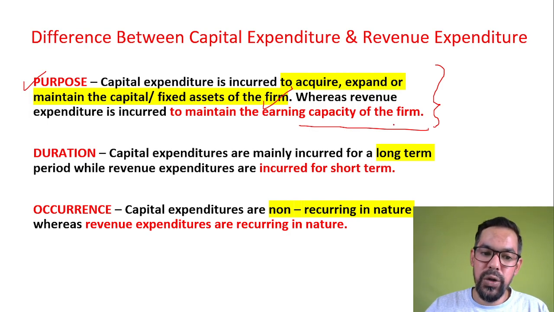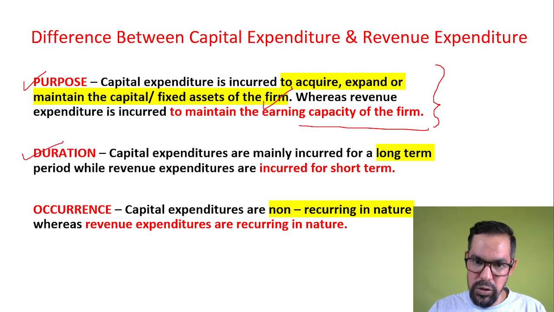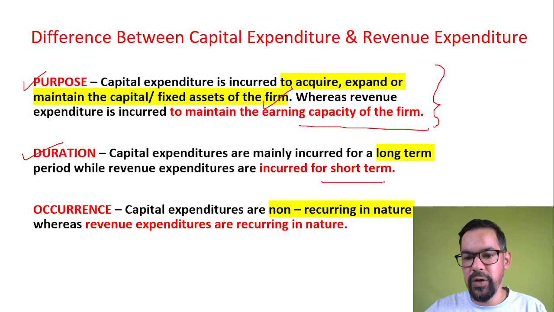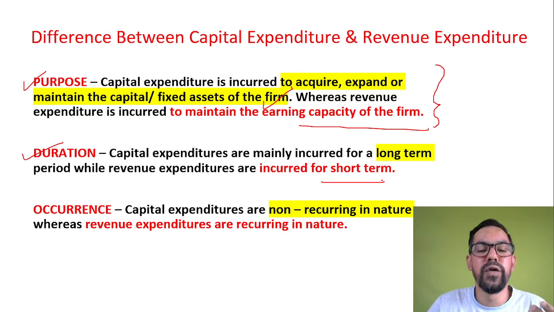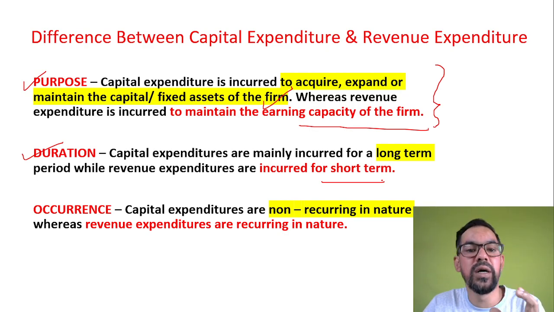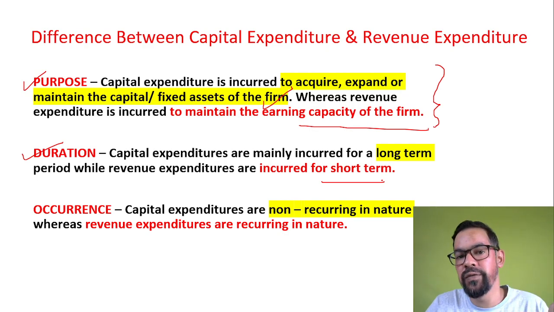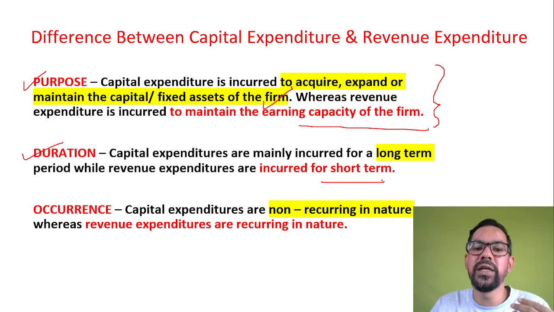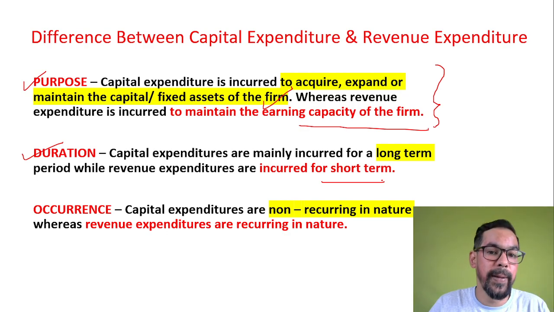Okay, duration. Capital is generally for long term duration. And if you talk about the revenue, it is generally incurred for the short term, okay, for the accounting period only. But in case of capital expenditure, they are generally for the long term. That's why they are generally part of the asset side in your balance sheet.